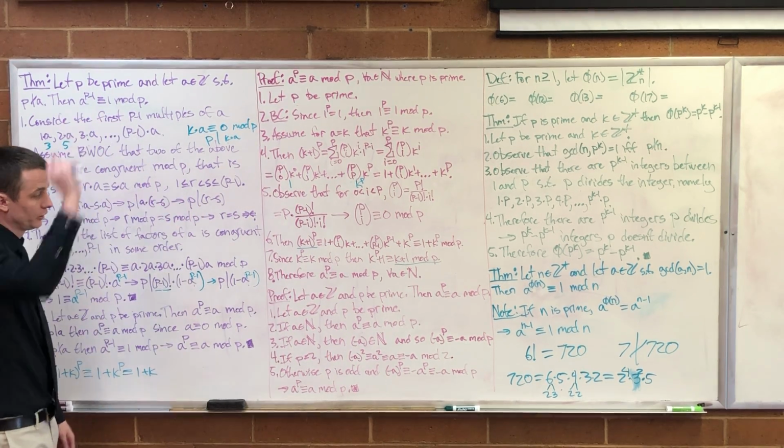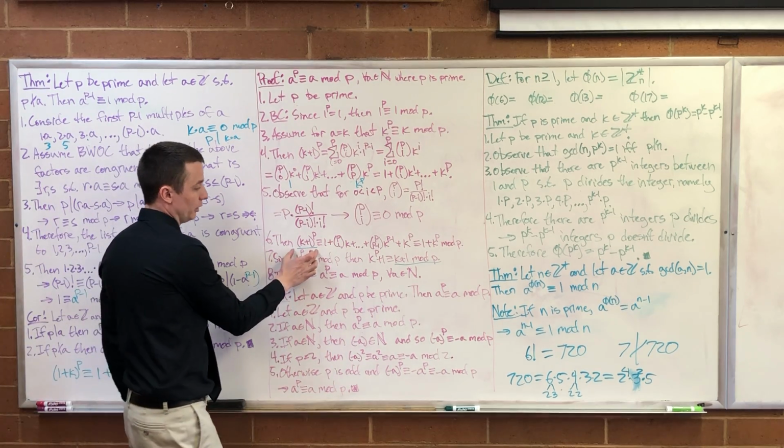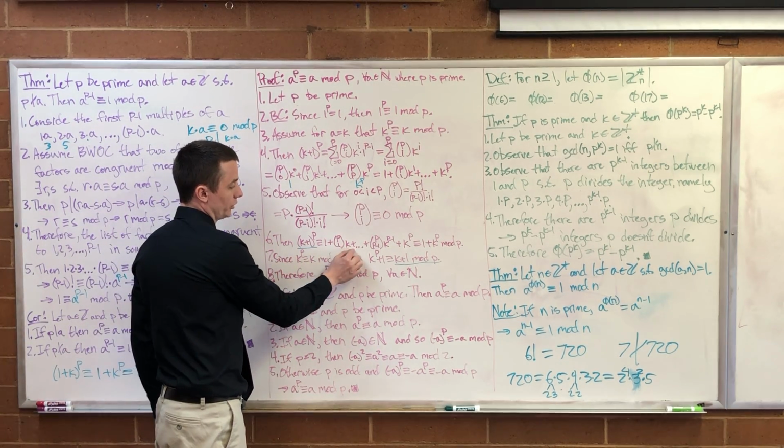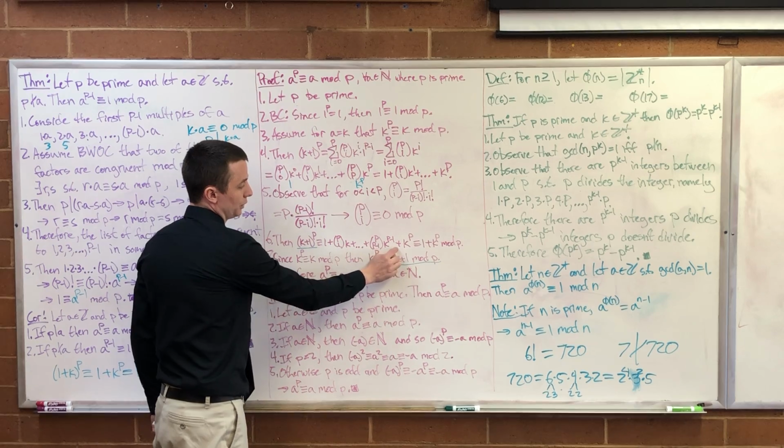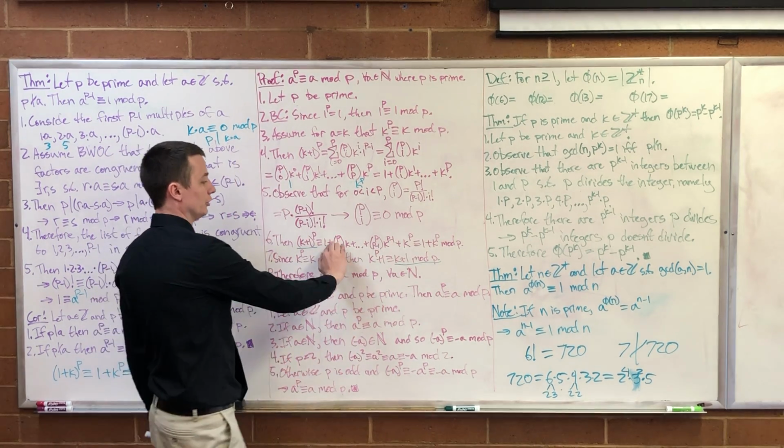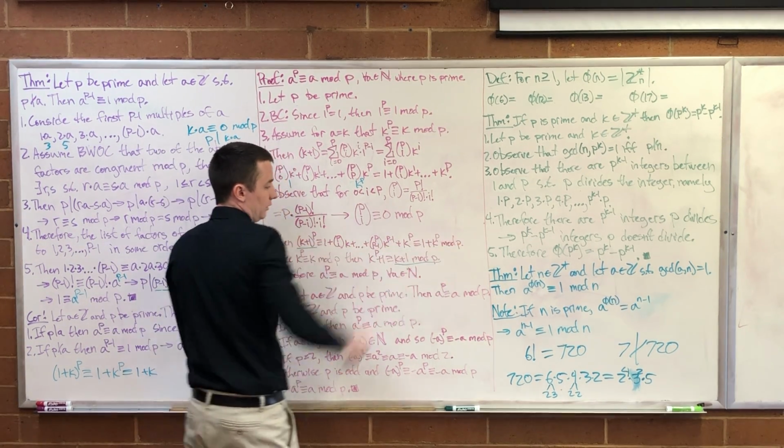So all those middle terms go to 0. So then (k+1)^p is congruent to 1 plus a 0 term plus a 0 term plus a 0 term plus a 0 term plus k^p. All those 0 terms go out, and we're left with 1 + k^p.